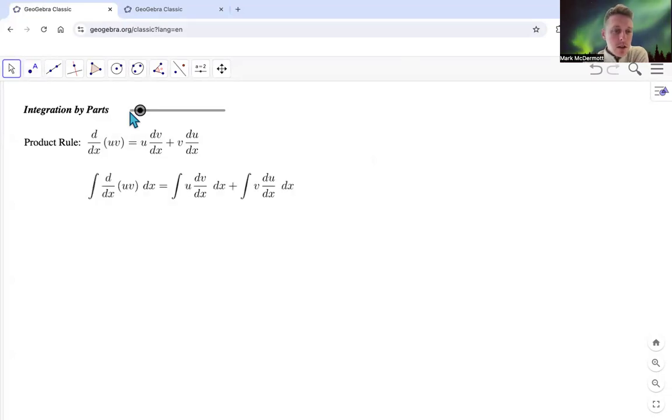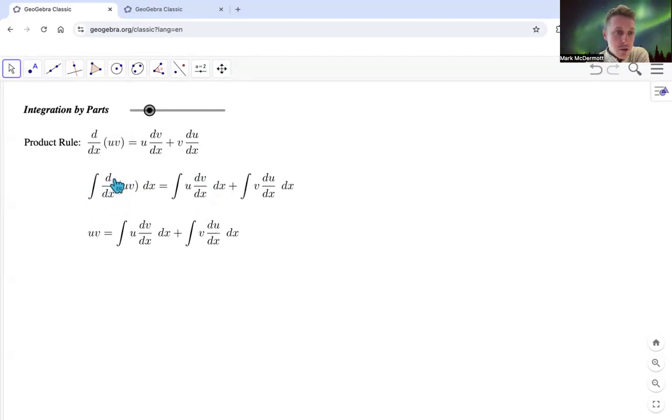But what we can do from here is we can come up with what's called integration by parts. So if we were to take the integral of both sides, we take the integral of this term here, and then we take the integral of the right-hand side. Now remember, the integral of a sum is the sum of the two integrals. So you get the integral of u dv/dx plus the integral of v du/dx.